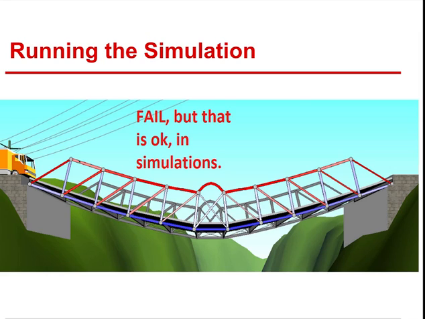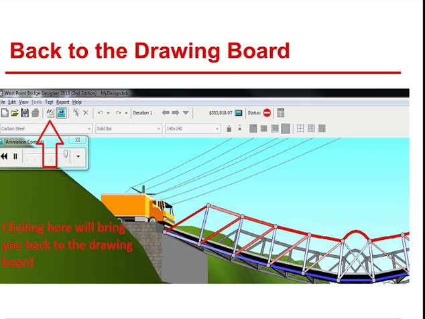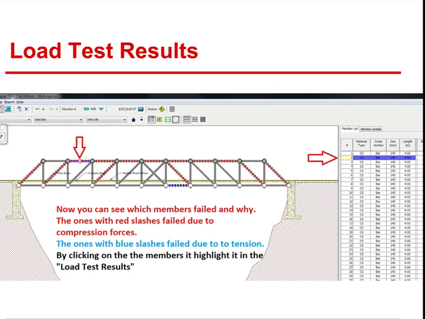Failing, but that's okay. It's a simulation. Again, you can tell the red ones are failing under compression, the blue ones are under tension. Red is a push, blue is a pull. All right? And then you go back here to the drawing board. You know, the old line, oh, back to the drawing board.